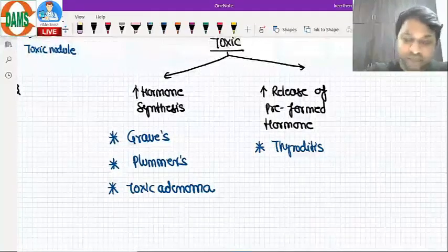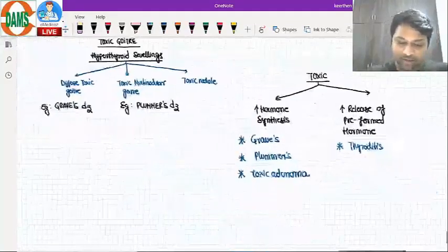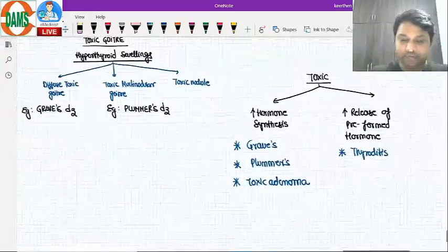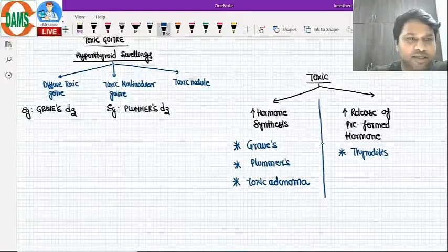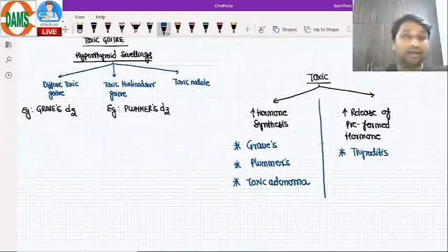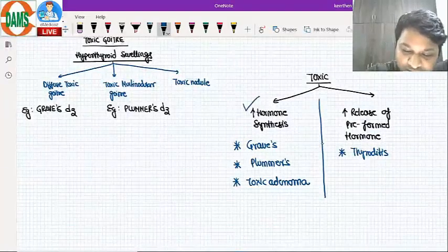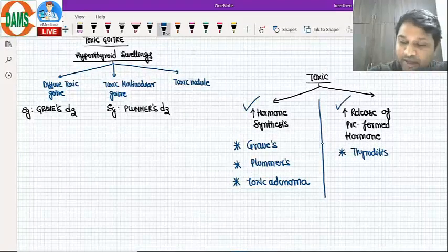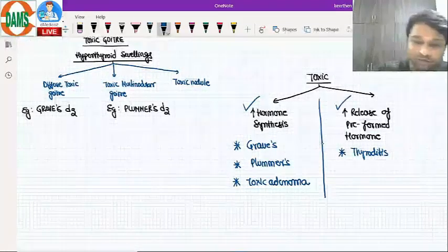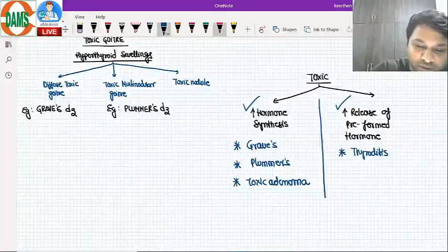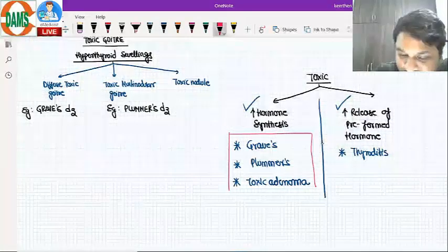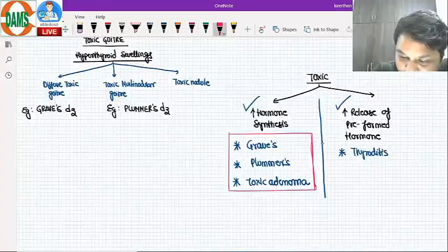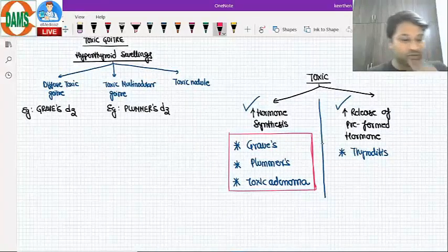But a toxic multinodular goiter is Plummer's disease. Side by side, okay. So this is very important to get the concept right. When we talk about toxicity, the word toxic basically means increase in T3, T4 circulation. Now that increase in T3, T4 circulation can be because of either increase in hormone synthesis or increase in release of pre-formed hormone. All these three conditions that we are going to talk about are because of increased synthesis in hormone formation.